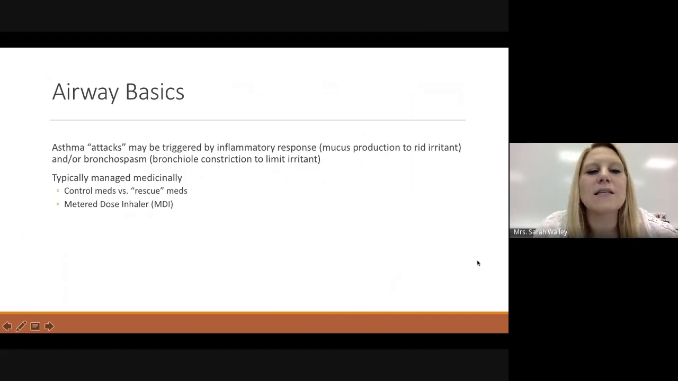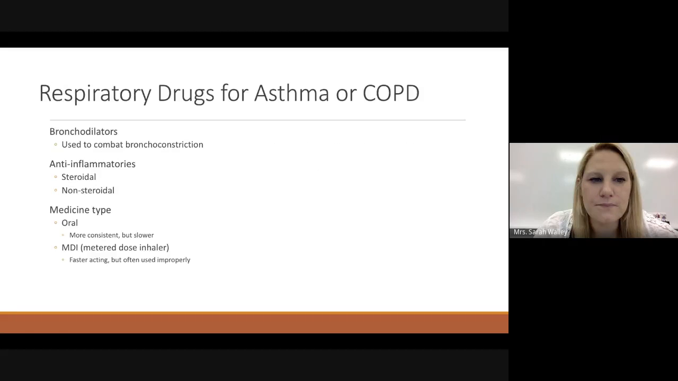Okay, so asthma attacks may be triggered by inflammatory responses like mucus production to rid an irritant, or bronchospasm, where bronchial constriction happens to limit the irritant going in the lungs, but that's actually bad because it closes up your lungs and doesn't let air come through. It's typically managed medicinally, with medications. You have controlled medications, a lot of which are pills nowadays, and then you've got rescue meds, metered dose inhalers, things like albuterol inhalers, that can help open up the airways.